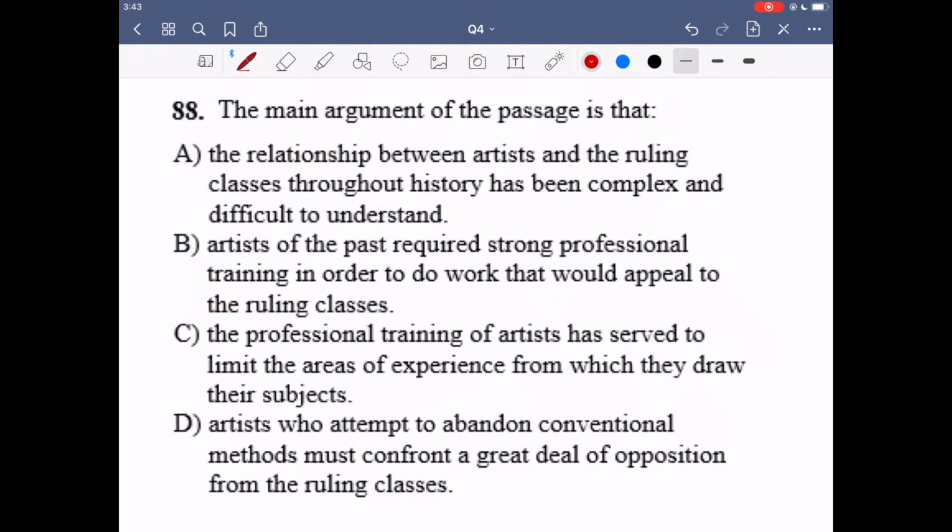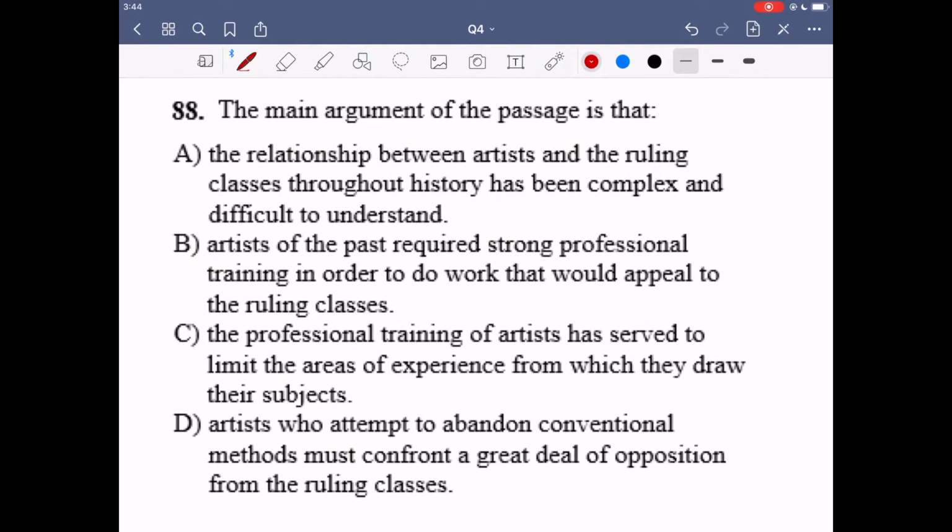So getting to the questions. Question 88. Of course with all these, pause it and try to see what you think is the correct answer. But now I'll get through the questions. Question 88. The main argument of the passage is what? So straight up, we should be able to answer this one. The main argument of the passage is that the author believes that artists are limited in what they can express in their paintings by the training they have received, and then that training will reflect the values of whichever class or group of people administer the training.